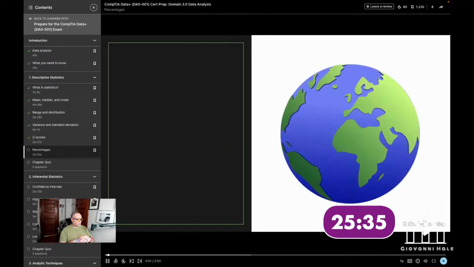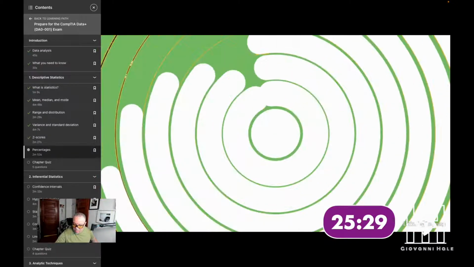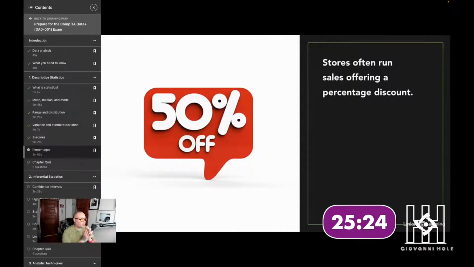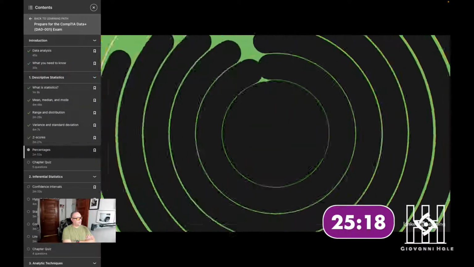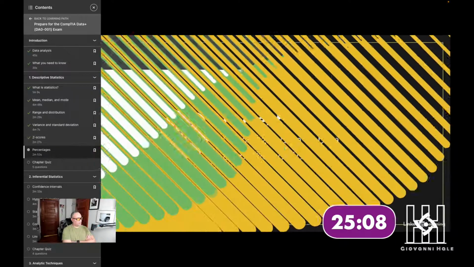We've all seen percentages throughout our lives. You might see statistics such as 90% of all people live in the Northern Hemisphere, or you might see percentages used to describe a sale at a store. All prices are 50% off today. Percentages are very commonly used in the world of statistics to describe our data. Now, the word percent translates literally to by the hundred, and it's a statistical technique used to normalize our data by scaling a measure to be a fraction of 100.